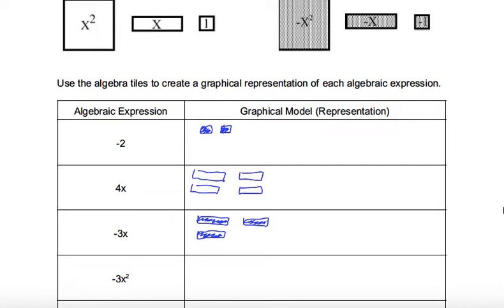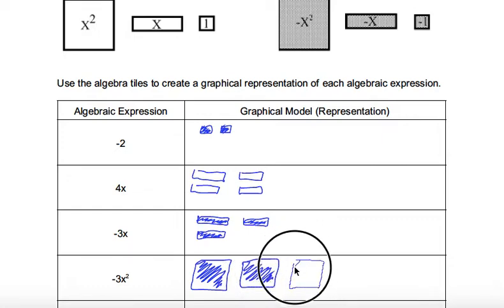The next example is -3x squared. Because I have x squared, I'm going to draw large squares, and I'm going to shade them in because they're negative. So I have 1 negative x squared, 2 negative x squared, and 3 negative x squared. So -3x squared can be represented with 3 large squares shaded in.